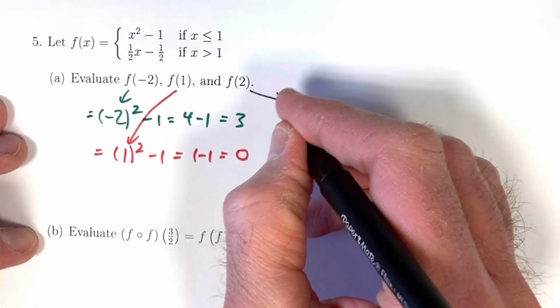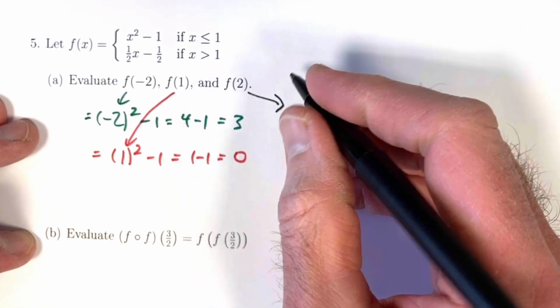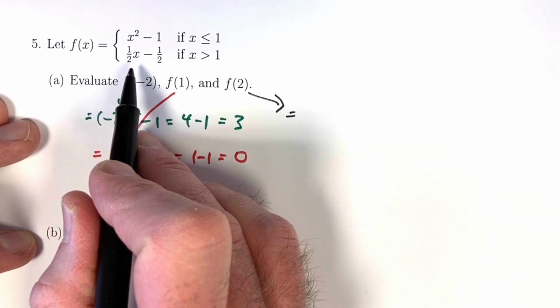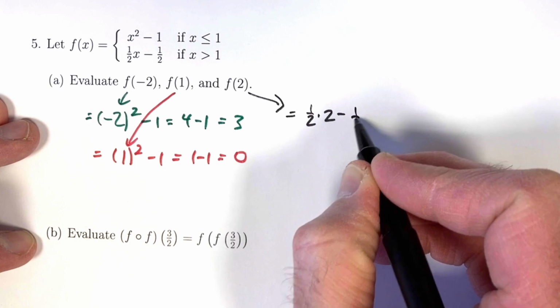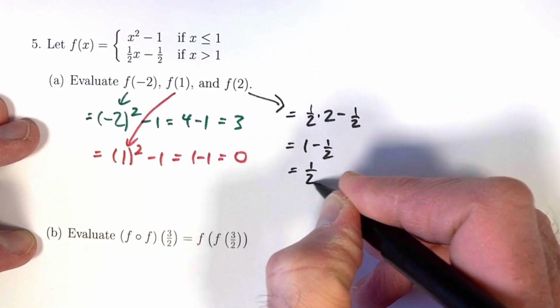Finally, f of 2. 2 is indeed fitting the second case. 2 is bigger than 1. So I do not square 2 and then subtract 1. Instead, I multiply it by a half and then subtract a half. 1/2 times 2 minus 1/2 is 1 minus 1/2 is 1/2.